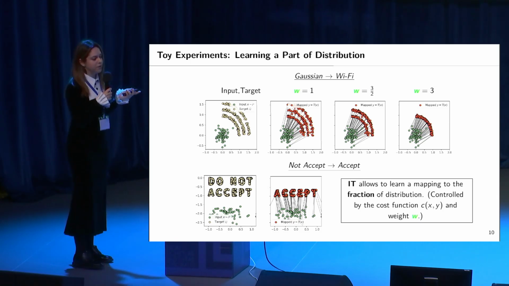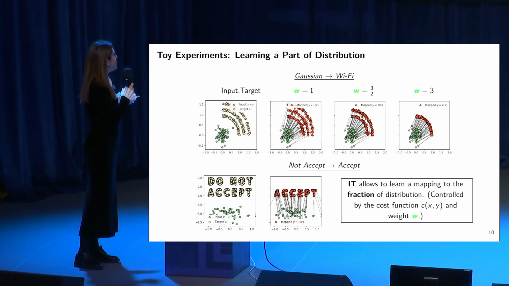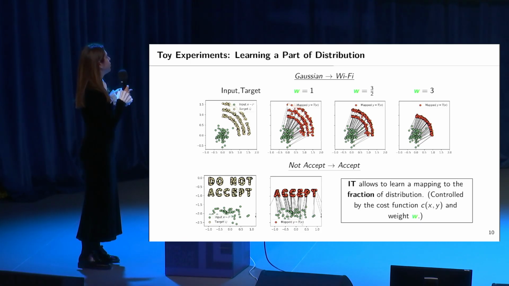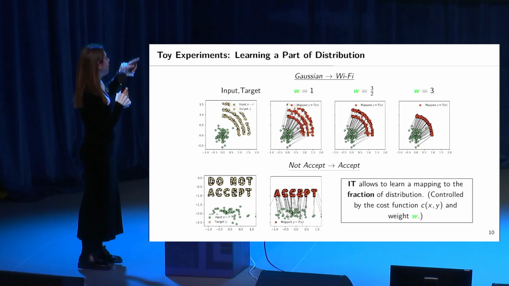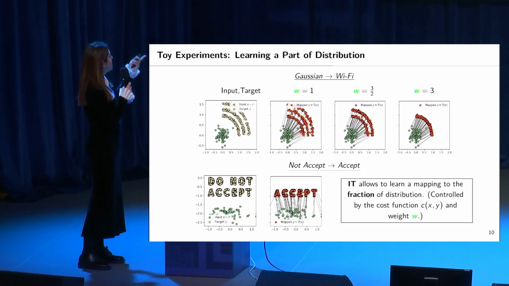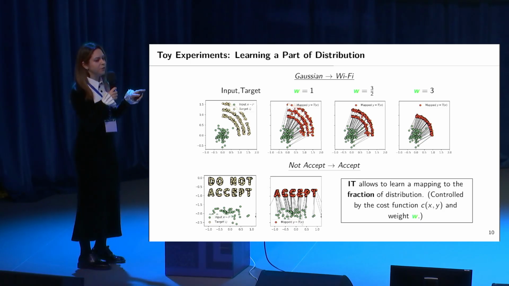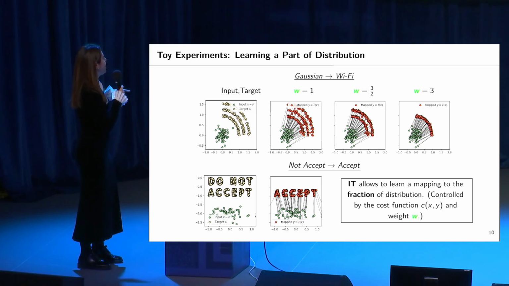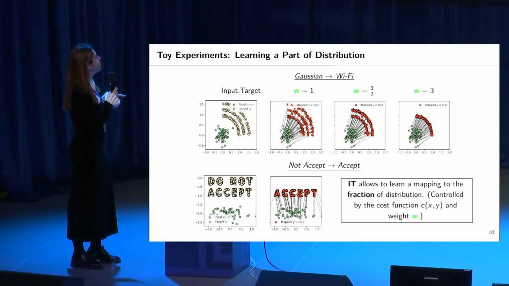This algorithm was tested on different examples. For example, we started from the toy one, where we consider the first row, where we consider the mapping from Gaussian to the Wi-Fi, which is 3 arcs. This slide shows that our IT method allows to learn a mapping to a fraction of the output distribution. And this fraction is specified by the parameter v and the chosen cost function.